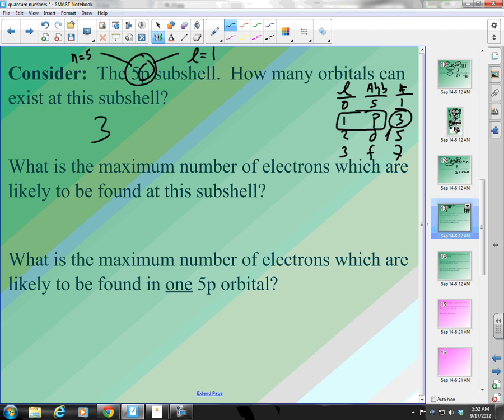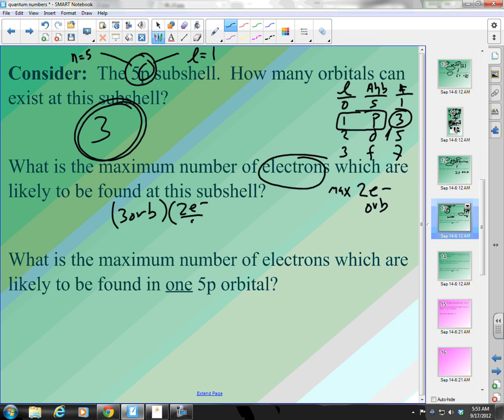All right? What is the maximum number of electrons which are likely to be found at this subshell? Hey, remember Pauli exclusion? Pauli said what? Maximum of 2 electrons per orbital, right? So how many orbitals do I have? I have 3 orbitals times 2 electrons per orbital. So how many electrons are likely to be found? 6 electrons, at the 5p subshell. Great.